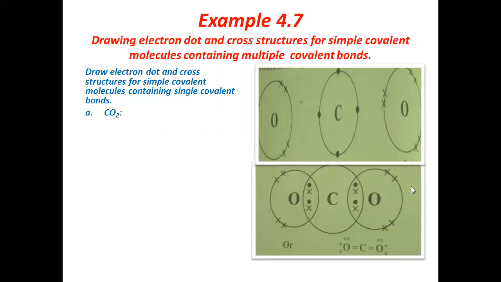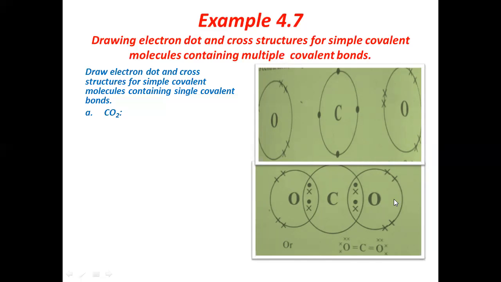You know that carbon will be in the center and it has 4 electrons in the outermost shell, while oxygen has 6 electrons in the outermost shell. So carbon needs 4 electrons and oxygen needs 2 electrons to complete the octet. So they will share electrons with each other. You can see two pairs of electrons are shared between the carbon and oxygen atom.